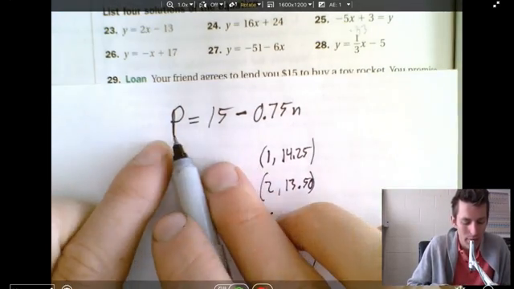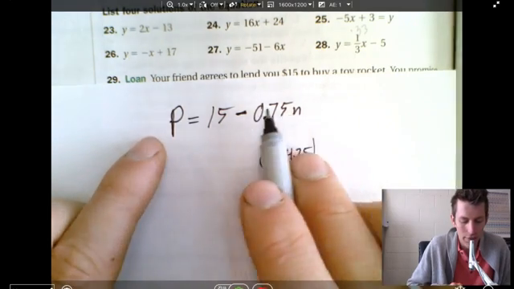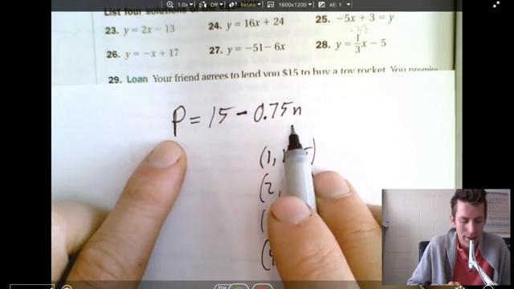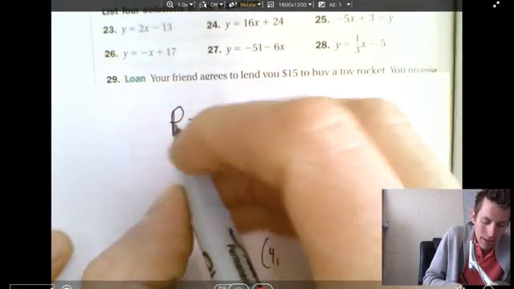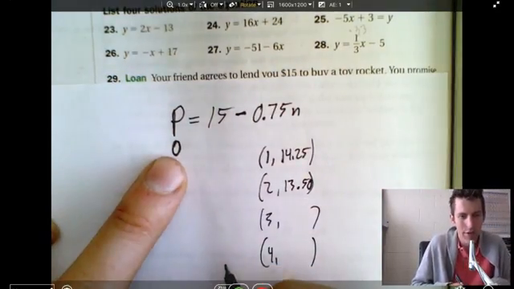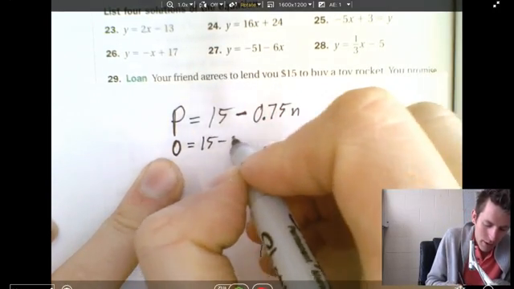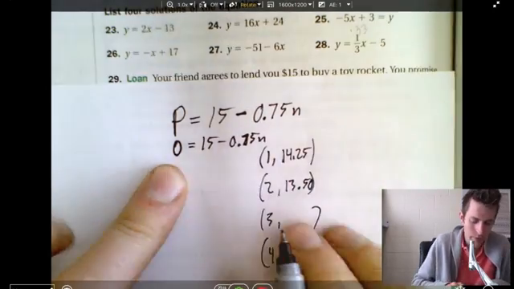This represents the amount you have to pay. The amount you have to pay equals $15 minus however much you've paid already. So we want to get it to 0, and we want to know how long that's going to take. So let's take this and set P to 0. What if we have 0 left to pay? 0 equals 15 minus 0.75 N.